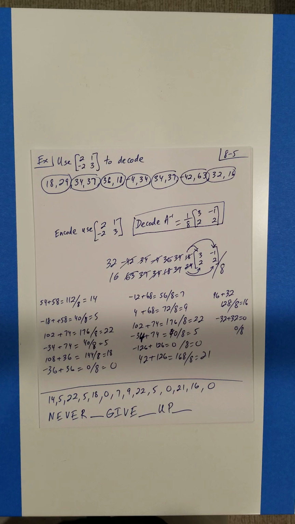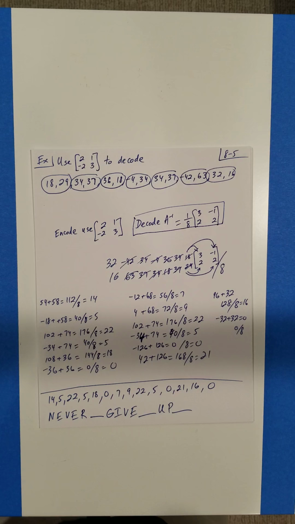Now multiplying to the second column, I'm going to get negative 18 plus 58 again. That tells me I get 40. Divide by 8. Remember, you always have to divide by the determinant. That gives me 5. So my second letter will be a 5. Now I'm going to use my second pairing, 34, 37. Now that I'm done with 18 and 29, just cross those out.